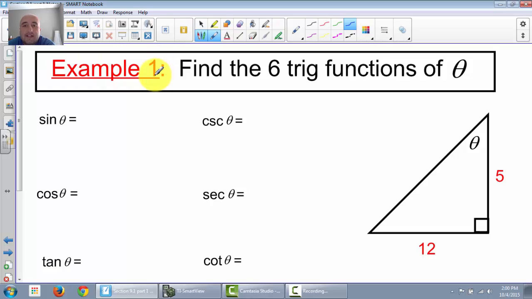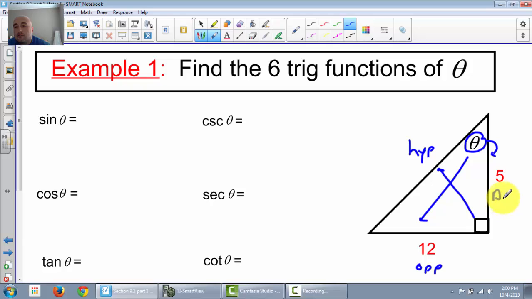All right, so it says find the 6 trig functions of theta. Here's my theta. And what we're going to do first is label our triangle. Across from theta is the opposite. Across from the 90 is the hypotenuse. And then next to theta is the adjacent. Okay, so we need to work with all 3 of these.